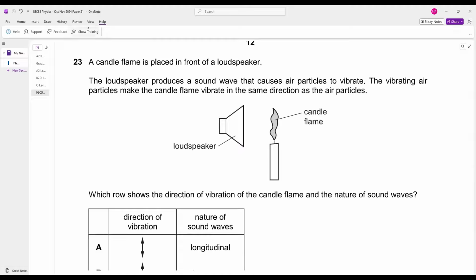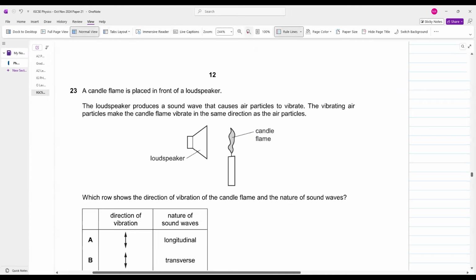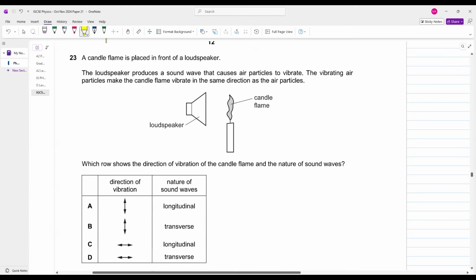Okay, a candle flame. Let's zoom out a bit. A candle flame is placed in front of a loudspeaker. The loudspeaker produces a sound wave. Sound waves always vibrate in which way? Horizontally like this. That causes the air particles to vibrate. The vibrating air particles make the candle flame vibrate in the same direction as the air particles. Okay, so the candle flame is also vibrating in the same direction, like this.